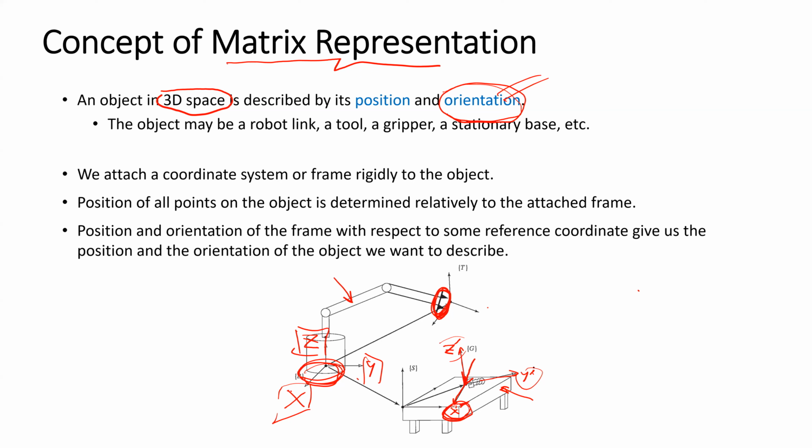It is also the same for the Y prime direction. If we want to exactly tell the direction of the Y prime, you need to tell the angle that the Y prime makes with the X axis, with the Y axis, and with the Z axis.